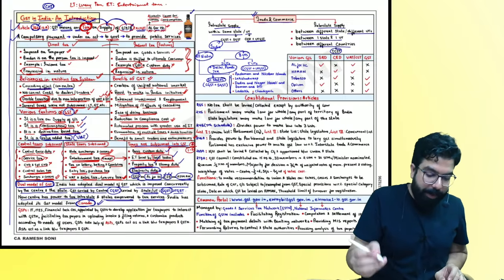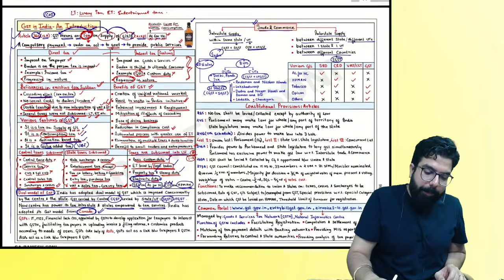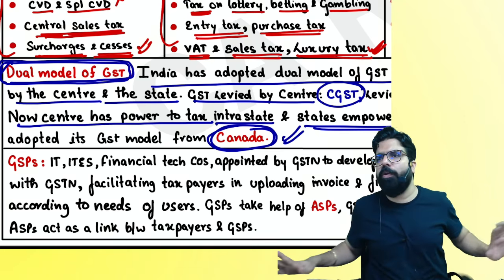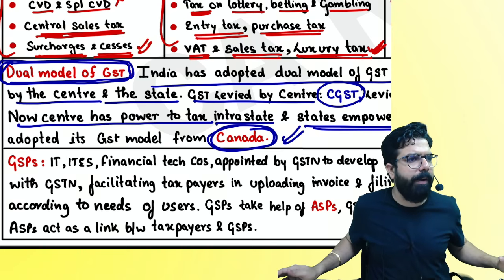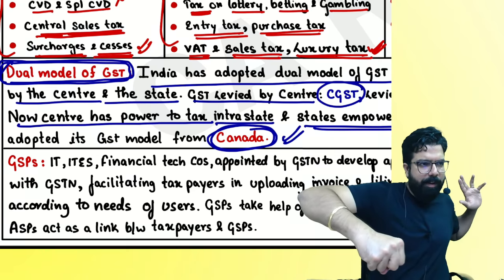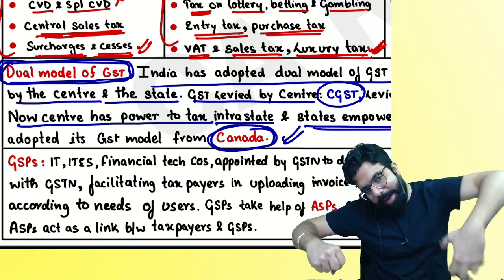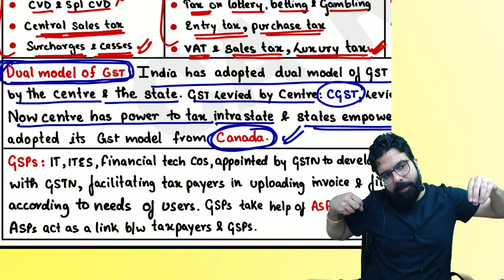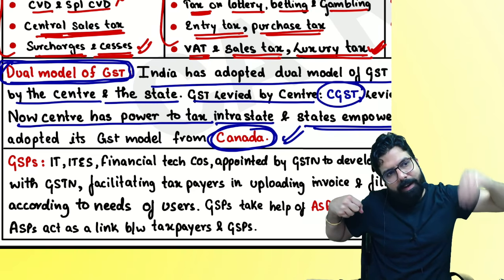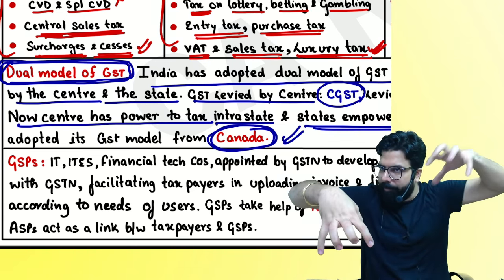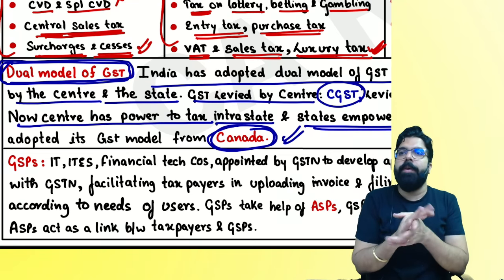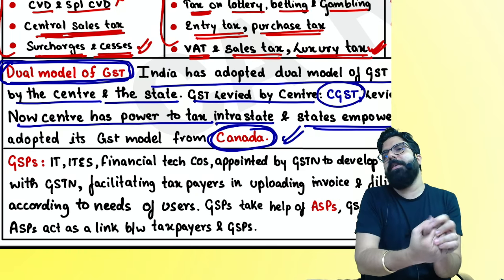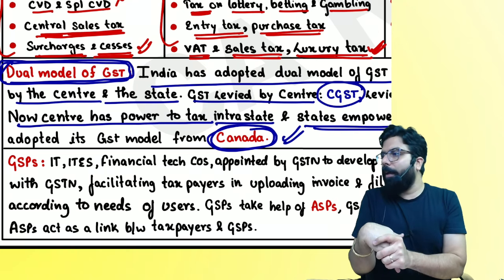Okay. Now listen to me very carefully. People, sir, you taught us the dual model. Correct? I taught you the dual model where whenever a transaction happens, the central government will charge CGST and the state government will charge SGST. Can you tell me which state government it is? Where the goods are finally consumed. CGST and SGST. Do you guys agree with me? But, sir, whenever a transaction is happening from one state to another, you told what will be charged? IGST. Are we clear, everyone?